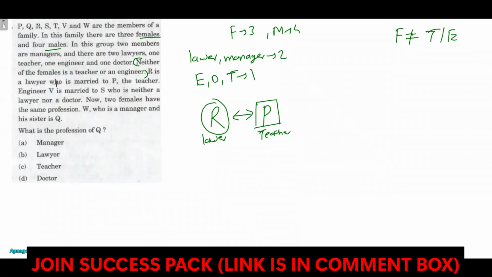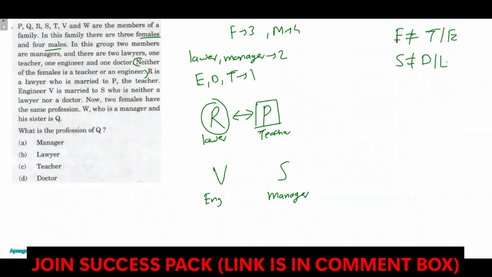Second statement, engineer V is married to S. So V is your engineer, so 1 engineer is gone, 1 teacher is gone. Now married to S, who is neither lawyer nor doctor. So S is not doctor or lawyer. Now doctor, lawyer, teacher and engineer are gone. One more profession is left here. So either it may be manager or it may be lawyer, because lawyer is not. Since teacher, engineer, and doctor are gone, obviously it is manager.